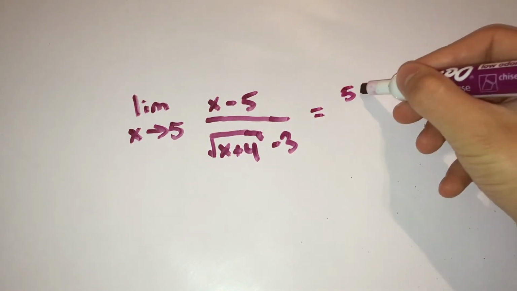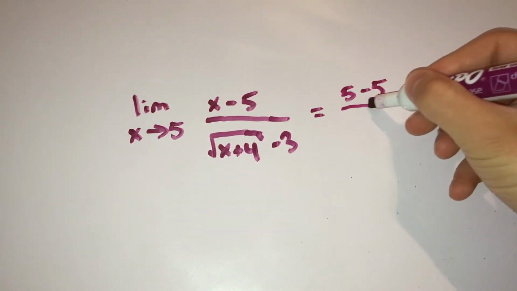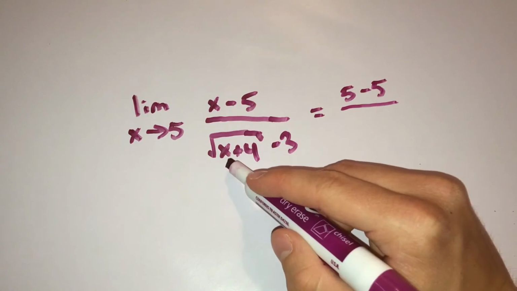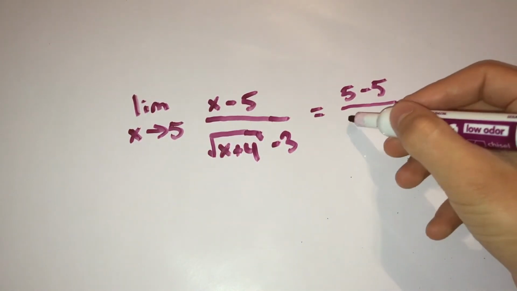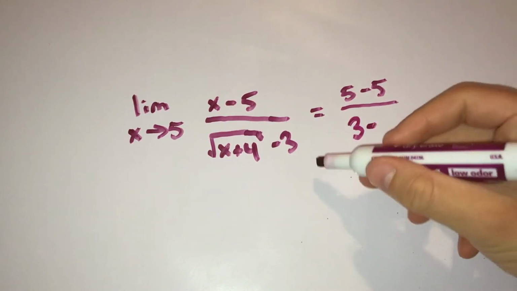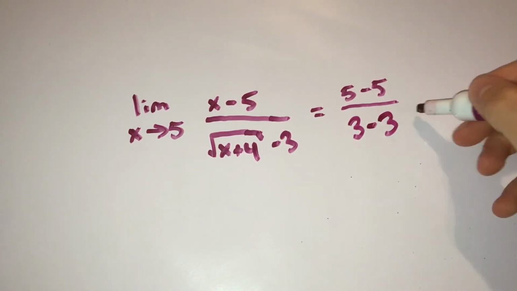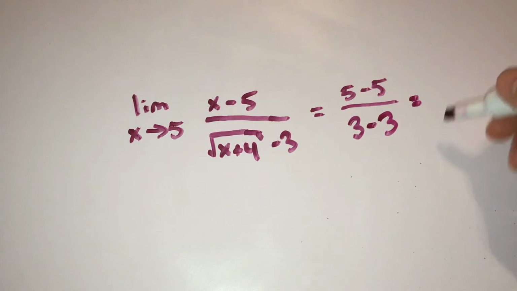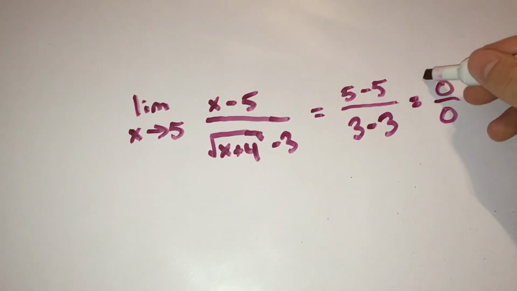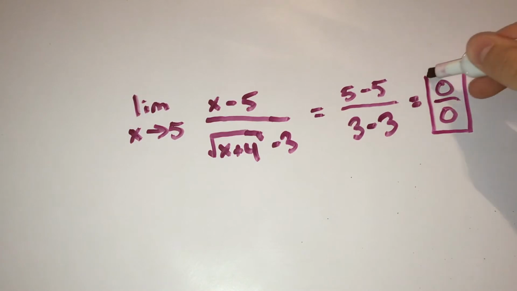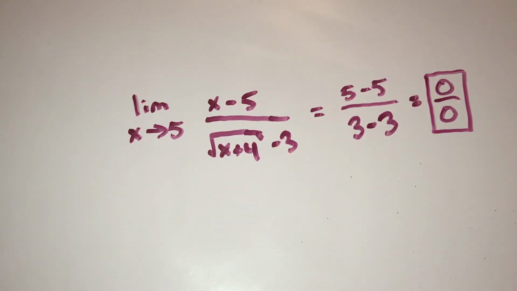So we'll have 5 minus 5 divided by, well, 5 plus 4 is 9. The square root of 9 is 3 minus 3. So we'll have 5 minus 5 is 0, and on the bottom 3 minus 3 is 0. So here is our indeterminate limit, 0 over 0. So we're going to need to use a different method to solve this problem.